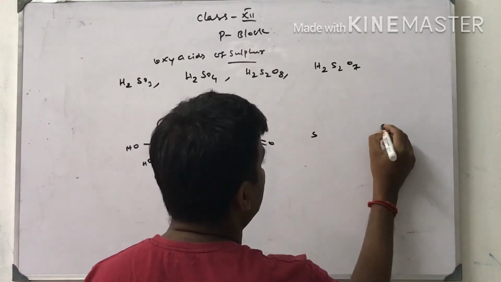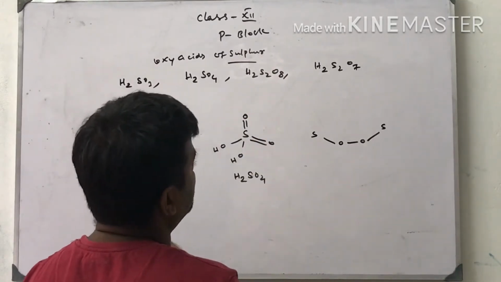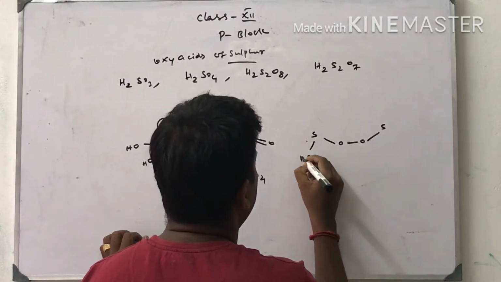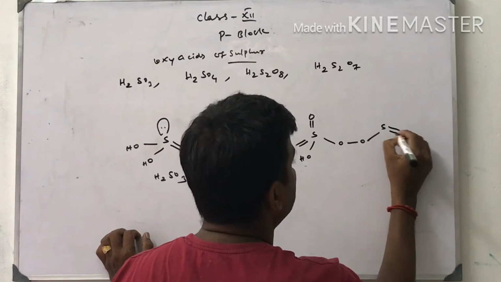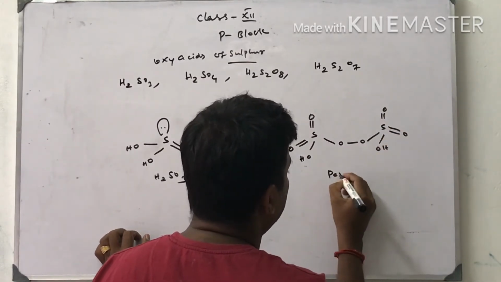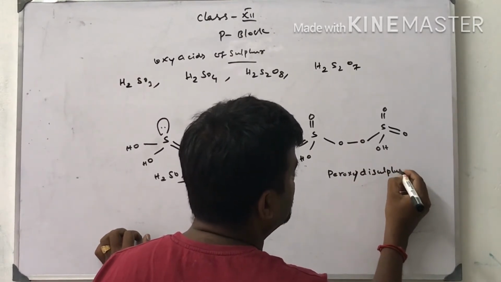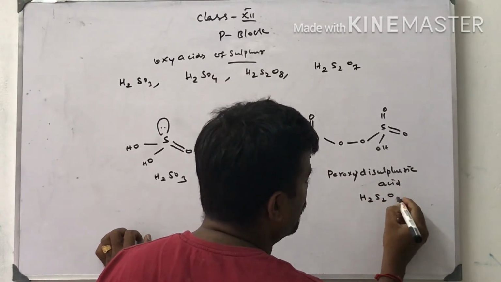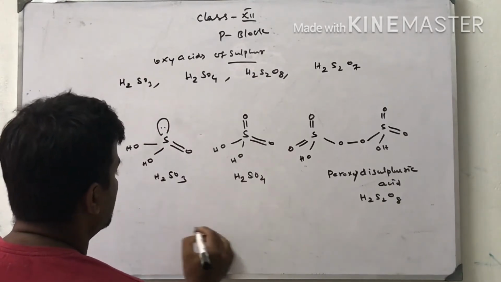Next one is H2S2O8. Two sulfurs are there, in between two oxygens. So peroxide disulfuric acid. This is also known as peroxide disulfuric acid, H2S2O8. The third structure is oleum, H2S2O7.